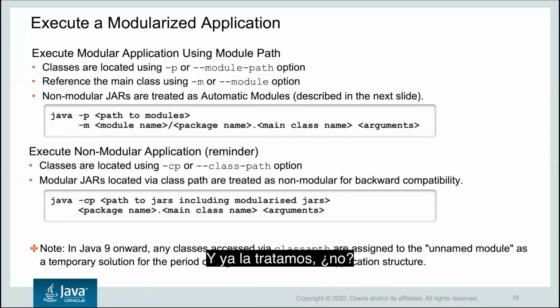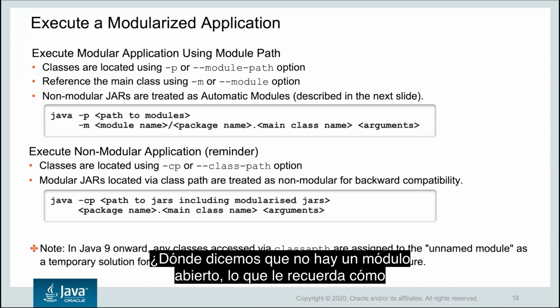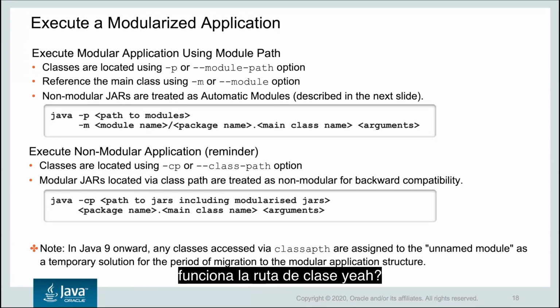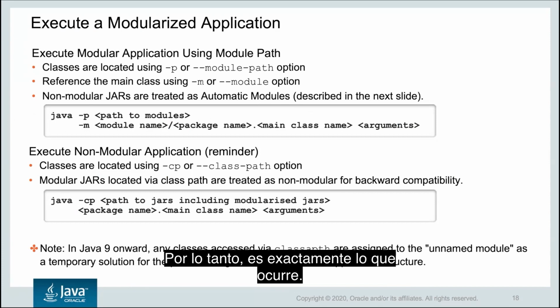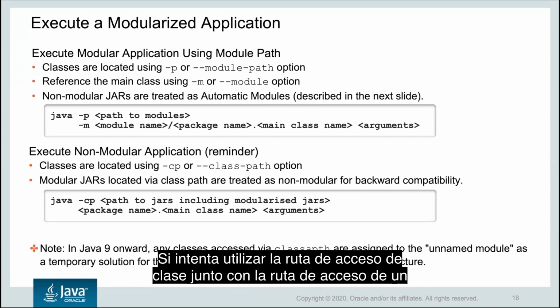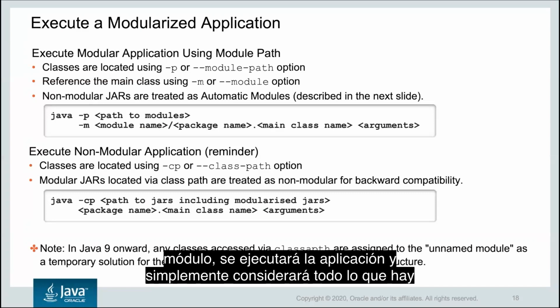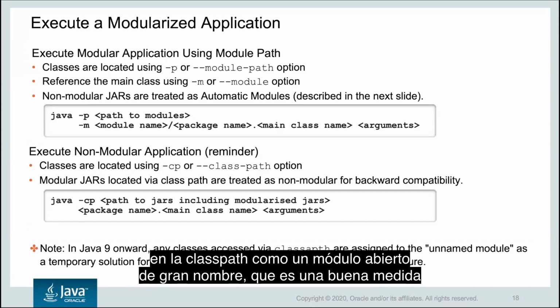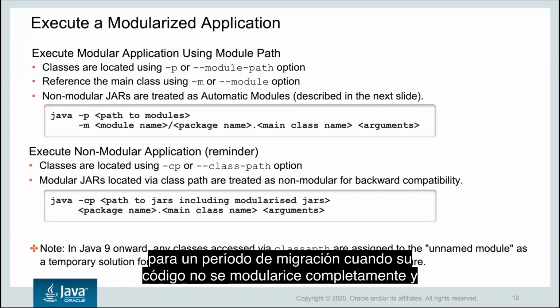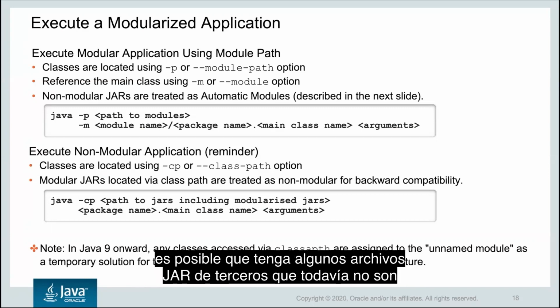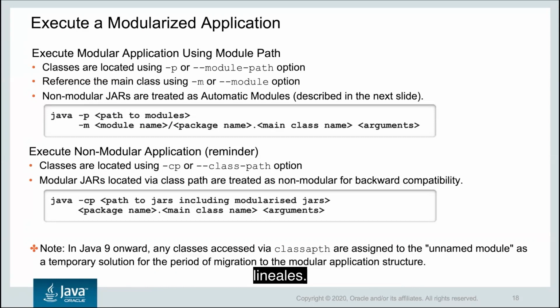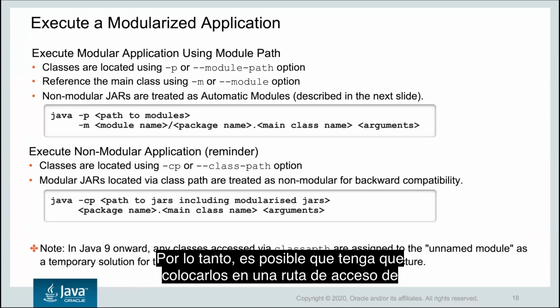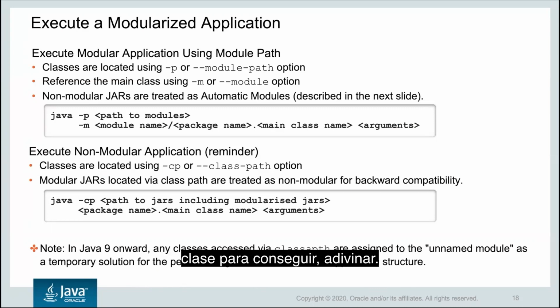Okay? And we've already discussed it, didn't we? Where we were saying, does an open module remind us of how the class path works? So that's exactly what's going to happen if you try to use class path together with module path. The application will run, and it will just treat everything in a class path as one big, unnamed, open module, which is a good measure for a period of migration when your code is not entirely modularized and maybe you have some third-party jar files that are still non-modular. So you may have to put them in a class path to just get by.